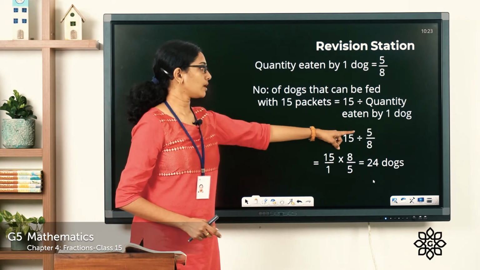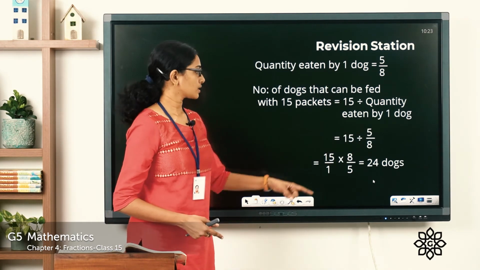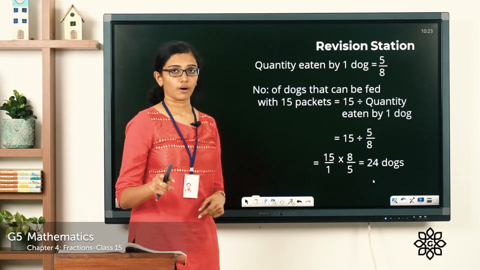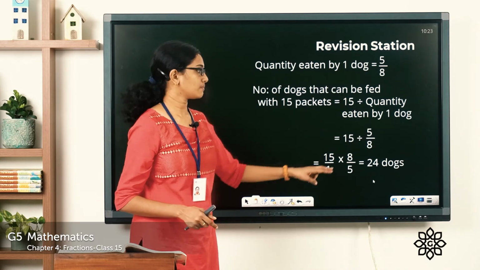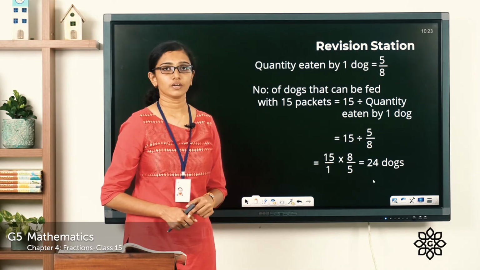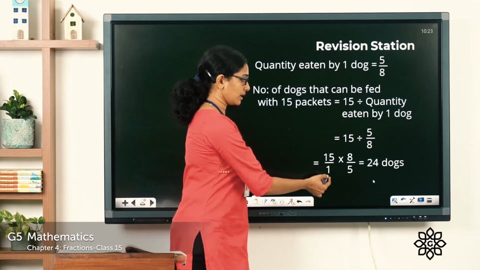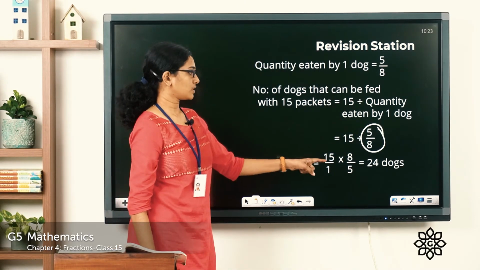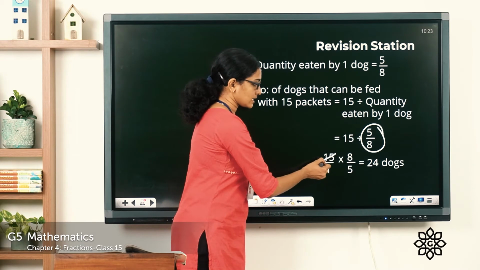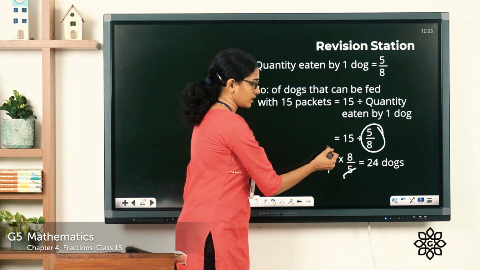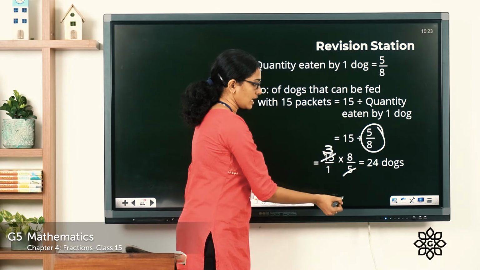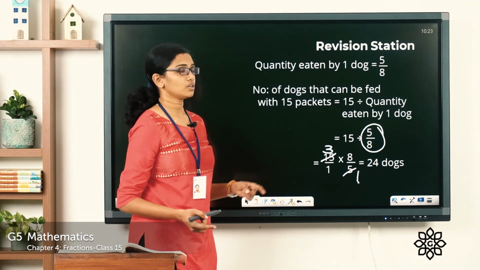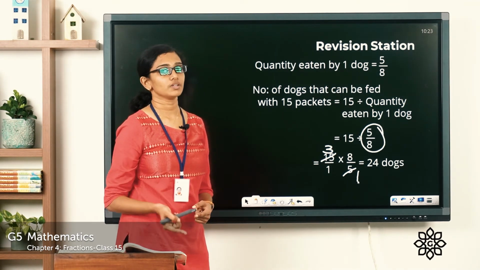See, it's a whole number divided by a fraction. How do you do it? Convert this whole number to a fraction by taking the denominator as 1. So we have 15 by 1. Then multiply this dividend with the multiplicative inverse of the divisor. So that is 15 by 1 into 8 by 5, which is the multiplicative inverse of the divisor. So 15 into 8 by 5. We can cancel out 15 and 5. 5 3s are 15. So 15 by 5 is equal to 3 and 5 by 5 is equal to 1. So it is 3 into 8 by 1 into 1. 3 into 8 is equal to 24 by 1, which is 24.